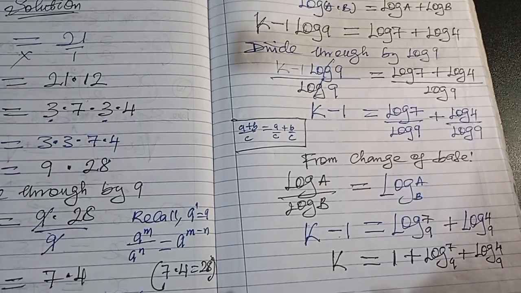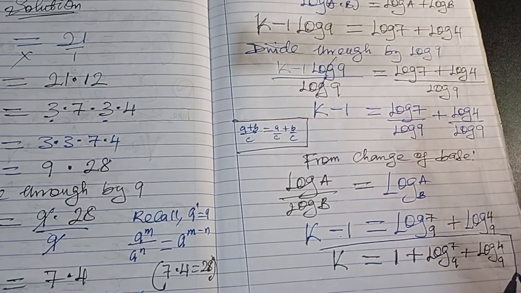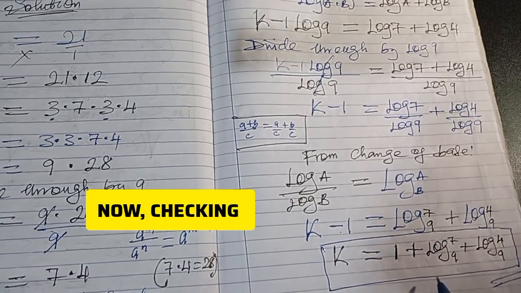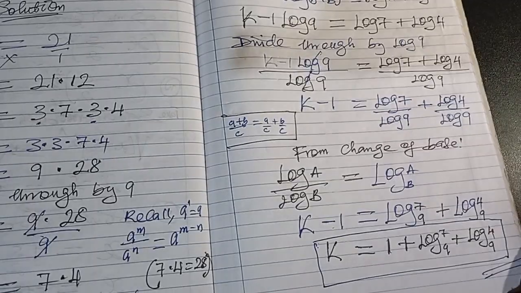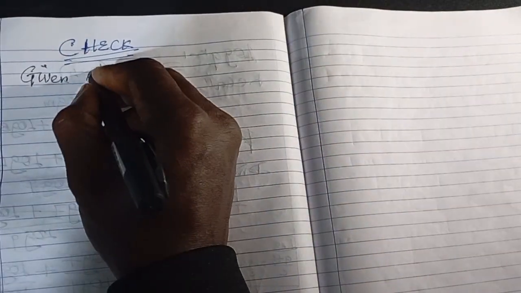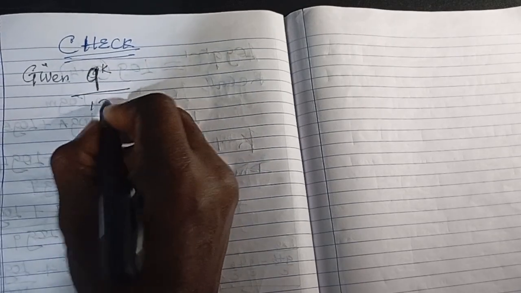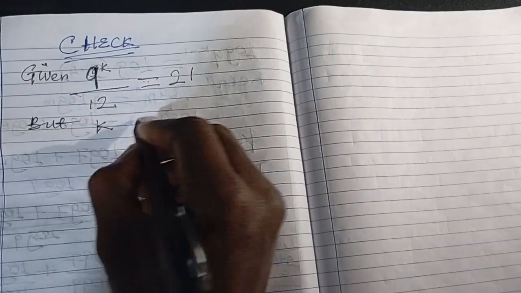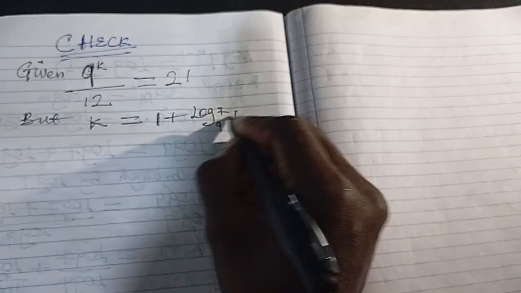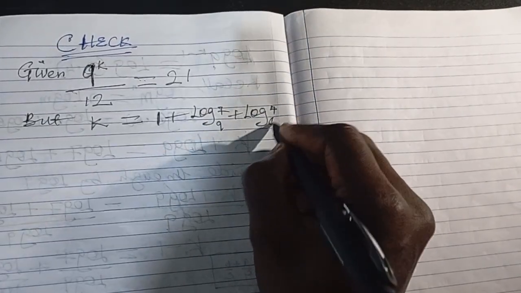So this is the value of k. That is adding 1 to both sides. Check now to know if it is true. Check. Given 9 raised to power k divided by 12 equals 21. But k is equal to 1 plus log 7 base 9 plus log 4 base 9.